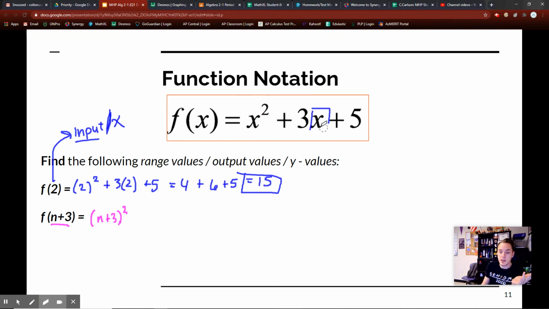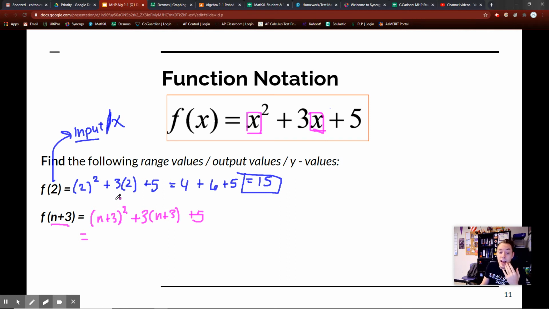So I square that junk, and now what do I have after I finish it? The rest: I have plus 3 times, again, right here, n plus 3, and then plus 5. Now let's start simplifying this. How do I do the squared part? What does it mean to have something squared? If I have 2 squared, it means 2 times 2. If I have 5 squared, it means 5 times 5. If I have 10 squared, what does it mean? Okay, Mr. Krause, we get it: 10 times 10. Great. What is n plus 3 squared?